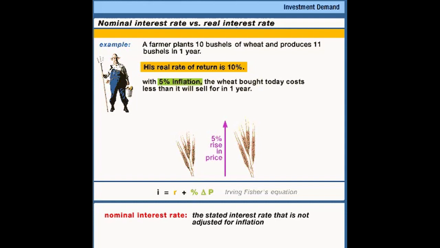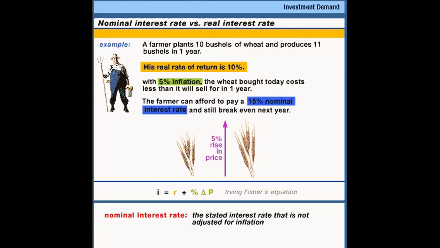So what you really care about is the real rate of interest. You want to know how much purchasing power is going to be left for me, the business owner, after I've paid off my loan. The nominal interest rate is equal to the sum of the real rate of return on the project plus the rate of inflation.